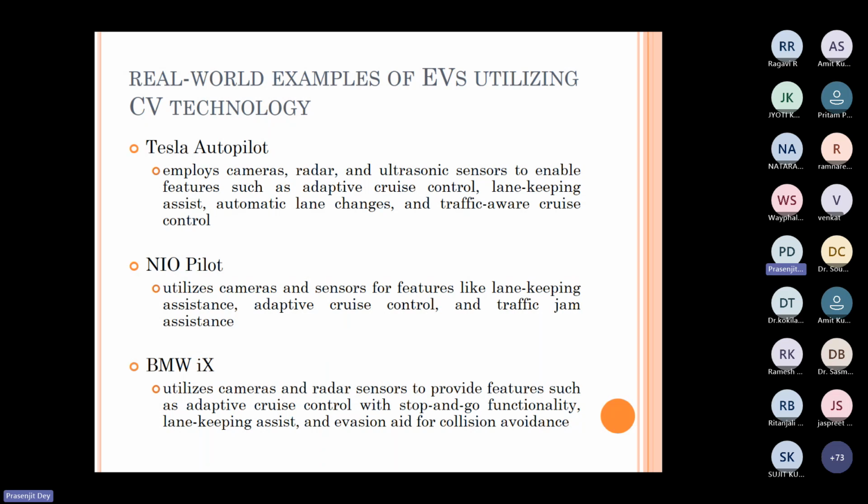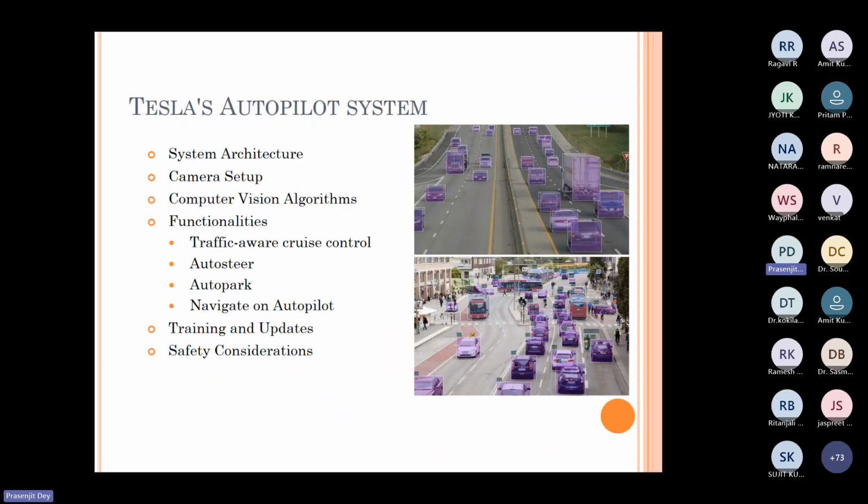So these are the real life examples where EVs are made into AVs, meaning electric vehicles are modified into autonomous vehicles. Examples are Tesla Autopilot, NIO Pilot, BMW iX. These are the real life examples which are currently in use in the market. So this is the Tesla Autopilot. It can detect any vehicle, its shape and type, and accordingly it can adjust the autonomous vehicle so that it can avoid any kind of adverse situations.